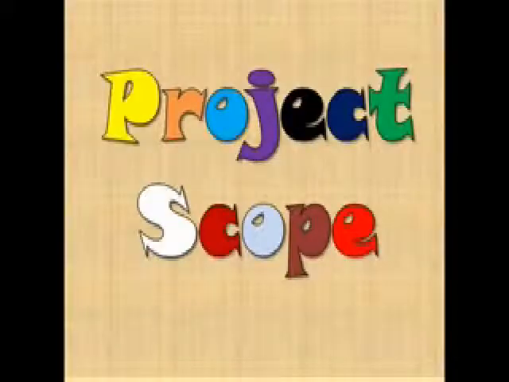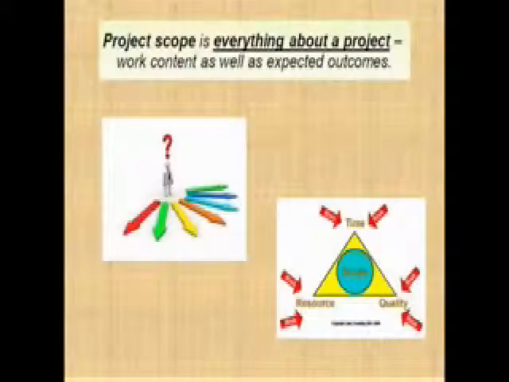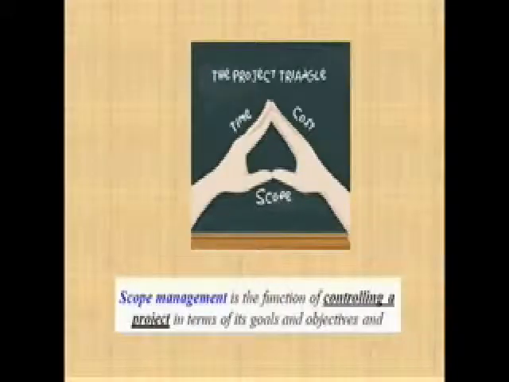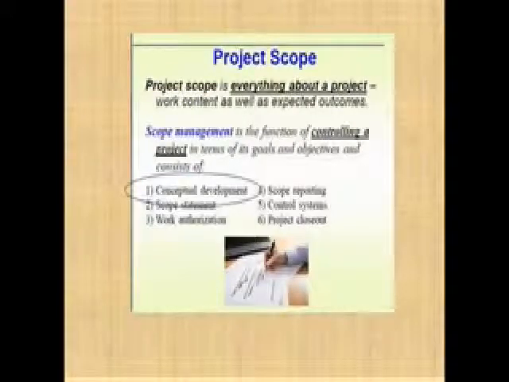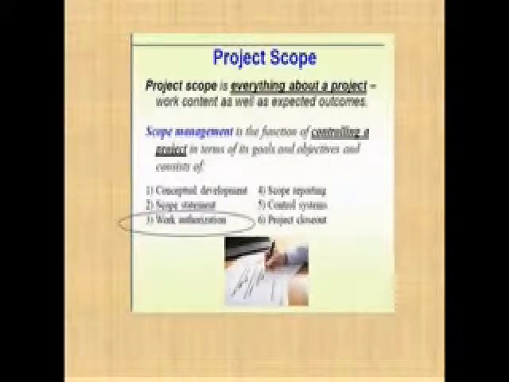An equally important concept in this planning stage is the project scope. The project scope is actually everything about the project work content as well as the expected outcomes. Okay? And therefore, scope management is defined as the function of controlling a project in terms of its goals and objectives. And these are conceptual development, scope statement, work authorization, scope reporting, control systems, and the project close out.